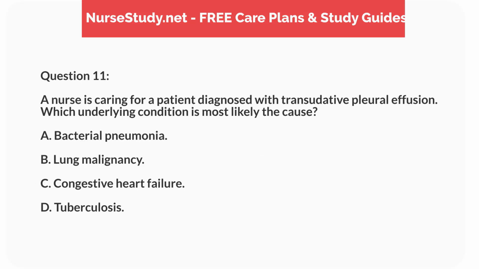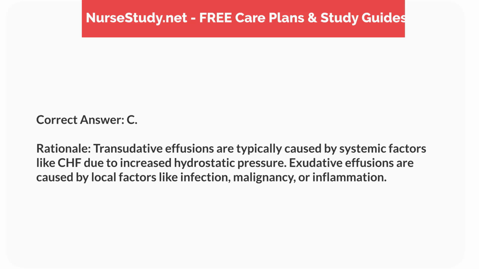Question 11. A nurse is caring for a patient diagnosed with transudative pleural effusion. Which underlying condition is most likely the cause? A. Bacterial pneumonia. B. Lung malignancy. C. Congestive heart failure. D. Tuberculosis. Correct answer, C. Rationale: transudative effusions are typically caused by systemic factors like CHF due to increased hydrostatic pressure.